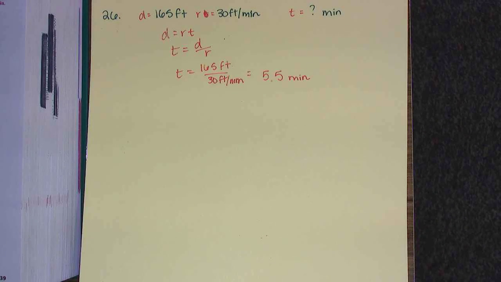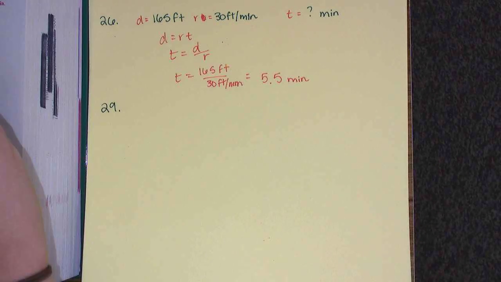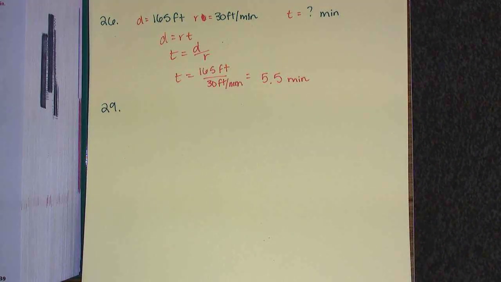So we're going to do a slightly easier one, number 29. Or slightly harder one we're going to do. Alright, so 29 says you have a piece of wood that is 72 inches long. You cut the wood into 3 pieces. The second piece is 6 inches longer than the first piece. The third piece is 6 inches longer than the second piece. Draw a diagram and then write and solve an equation to find the length of the 3 pieces.